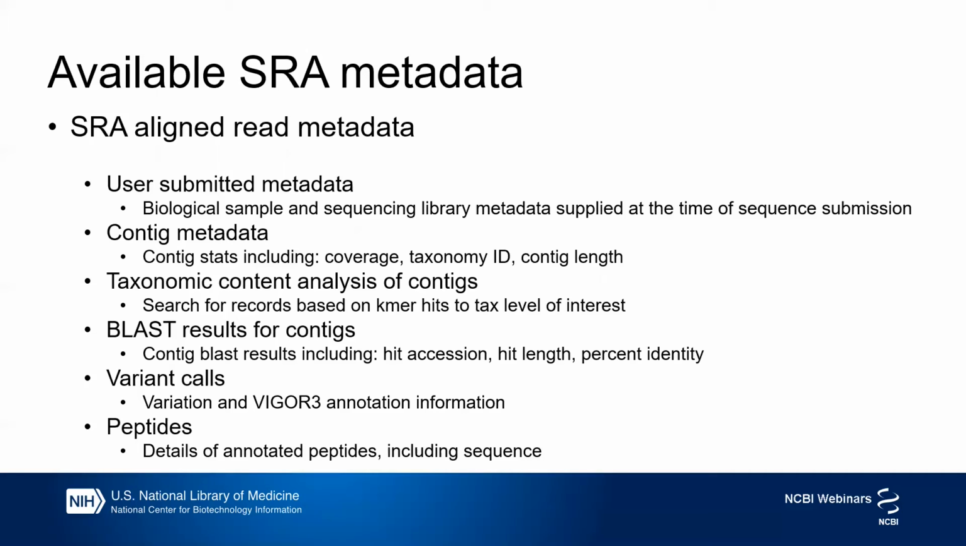This is coverage, taxonomy ID, the contig length, that sort of thing. In addition, I mentioned we've got the taxonomic content analysis of those contigs. This lets you do things like search for records based on k-mer hits to your taxonomy level of interest. We've got the BLAST results for those contigs. I mentioned that they were BLASTed, so you can search these results by hit accession, by hit length, percent identity, bit score, that kind of thing. The variant calls are also available and searchable, as well as that VIGOR3 annotation information. And there's also peptide information, so the details of annotated peptides, including the sequence, if that's the way you want to go.